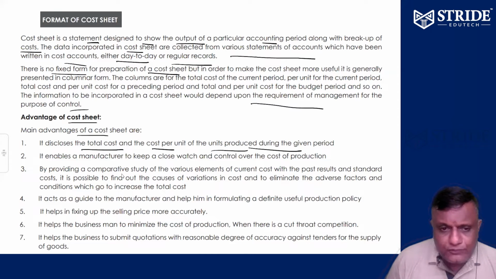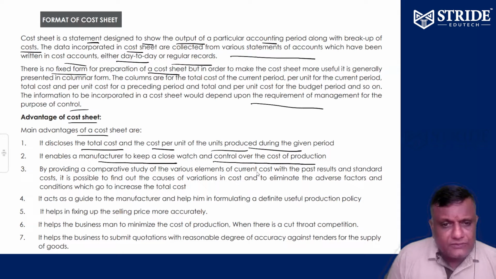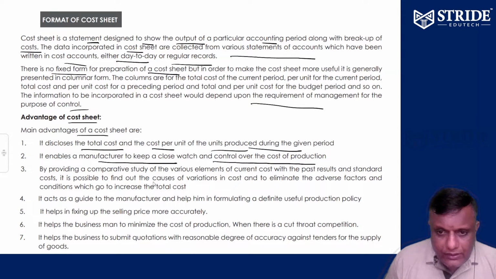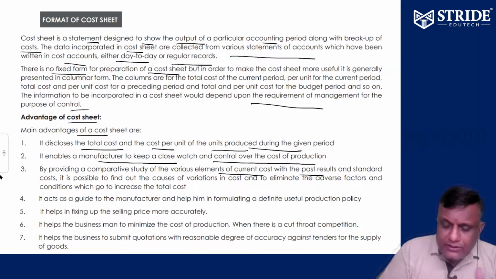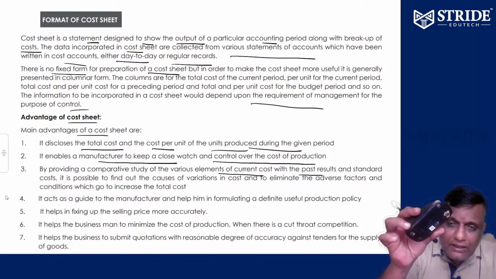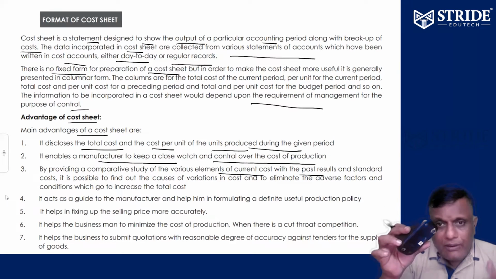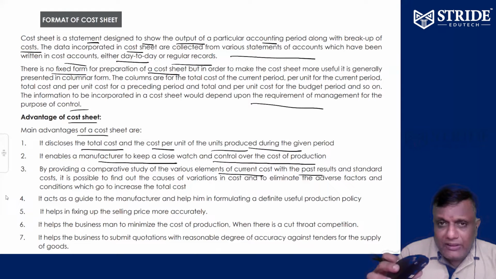Number two, it enables the manufacturer to keep a close watch and control over the cost of production. So I can closely monitor why the cost has increased. Similarly, I can compare the current cost with the past. Today, the cost of the mouse is 150; last year, 120. Why is there an increase in the cost per unit? I have to identify it. Maybe material, labor cost, or overhead expense may have increased.